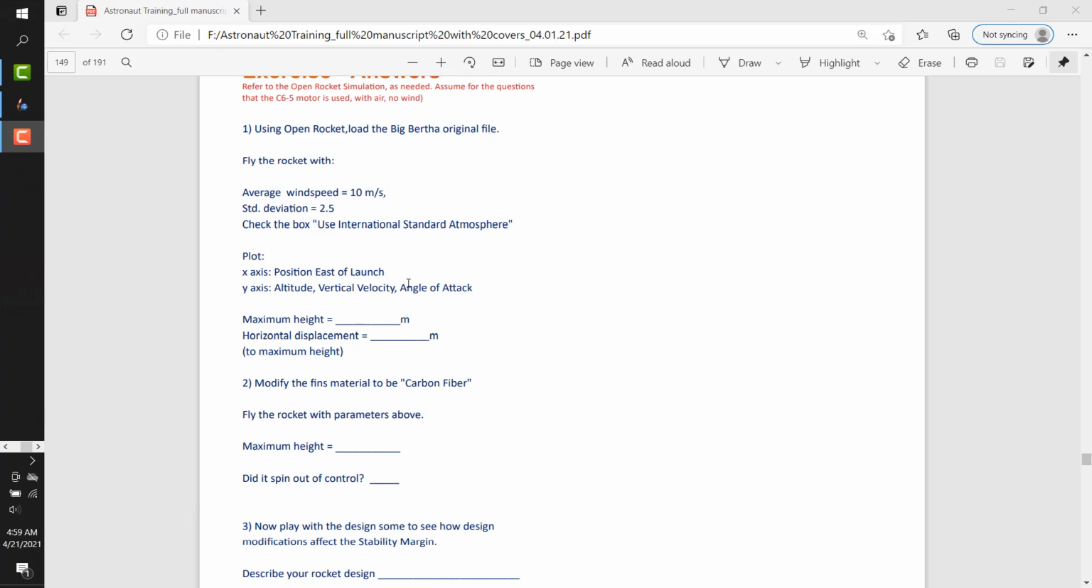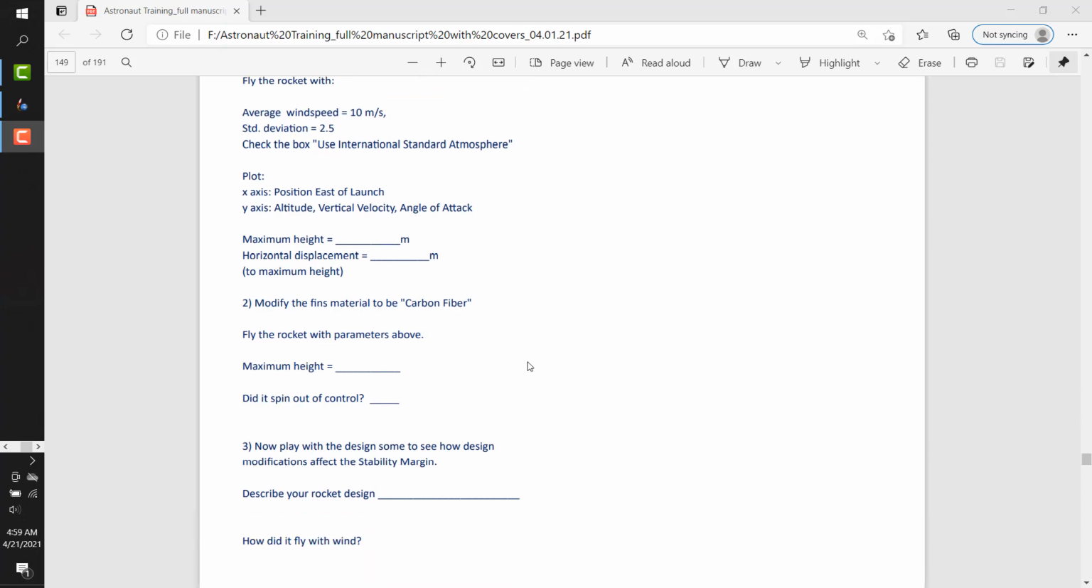So this rocket's not going to go as high. When you had air with no wind, it went about 212 meters. The fact that this thing is going to have an angle of attack greater than 0 throughout most of its flight now means it's going to have greater drag, which is going to reduce this height some.